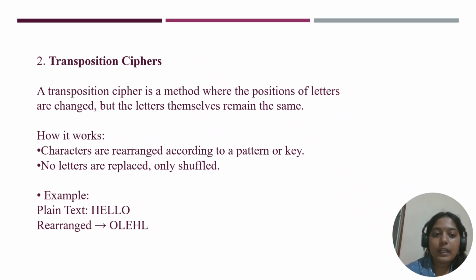So in this particular example, the plain text is hello. The letters remain the same, only the positions are shuffled. So this is basically a transposition cipher.